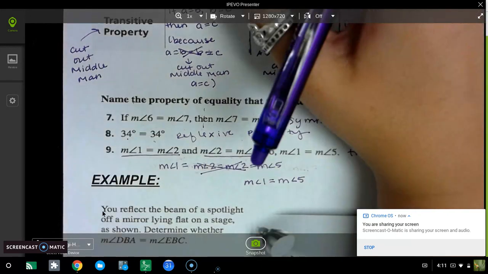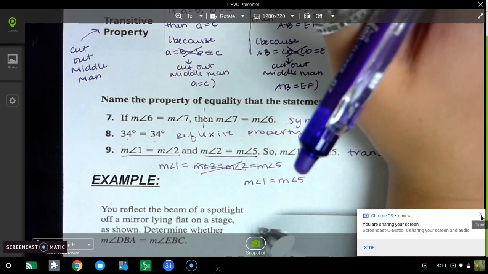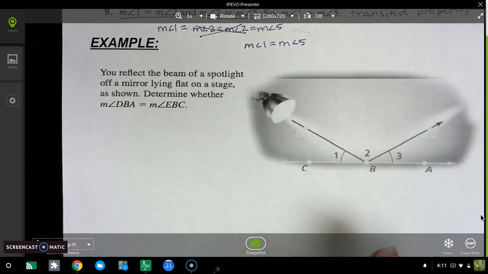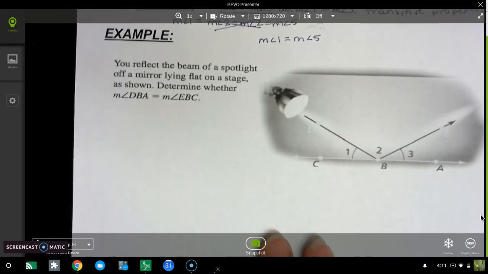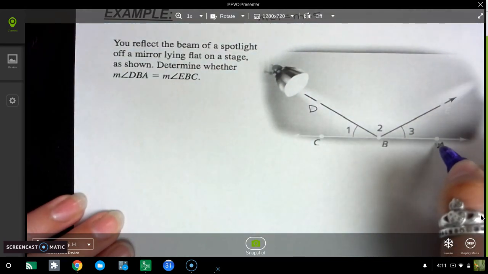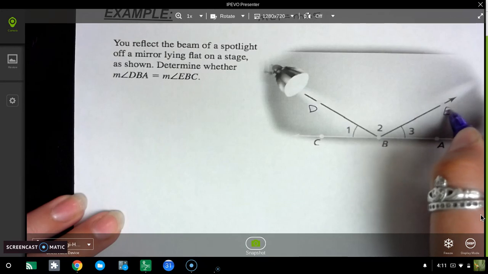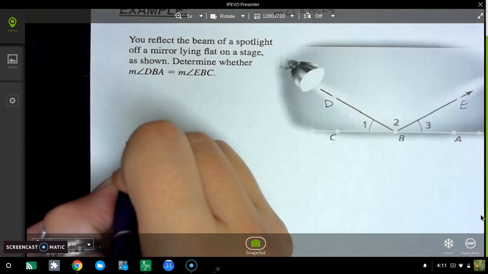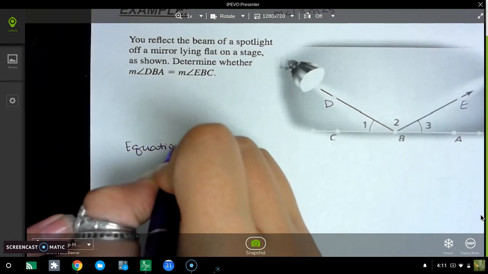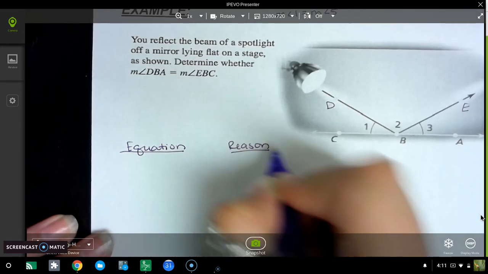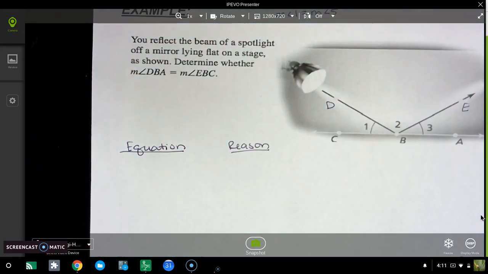All right, let's do our last example. You reflect the beam of a spotlight off a mirror flat on a stage as shown. Determine whether measure of angle DBA is equal to measure of angle EBC. So we're going to write our equation and our reason again.